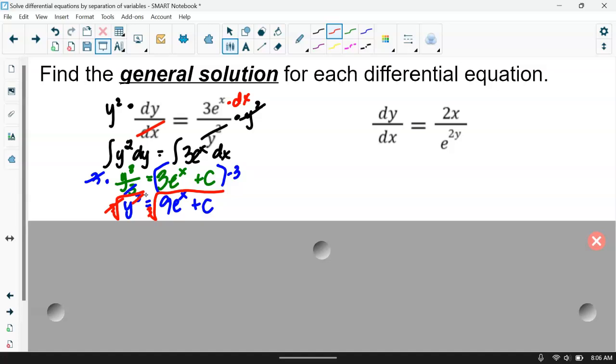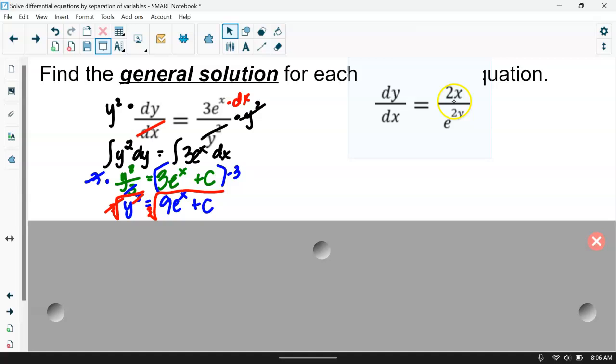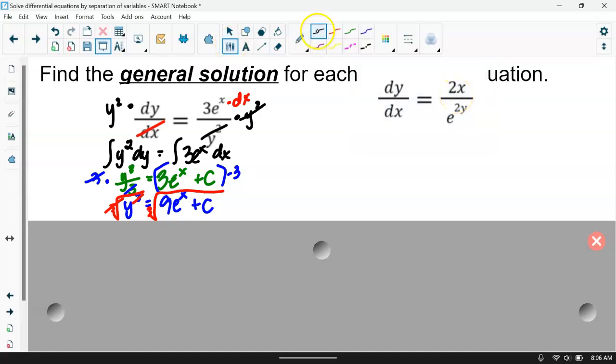Now, this one, however, is going to be a little different, so keep that in mind when solving. Here, same as before, we're going to separate. Because we're dividing by our e function, e to the 2y, we're going to multiply by e to the 2y. So now we're going to take the integral of e to the 2y with respect to y, which is equal to the integral of 2x with respect to x.